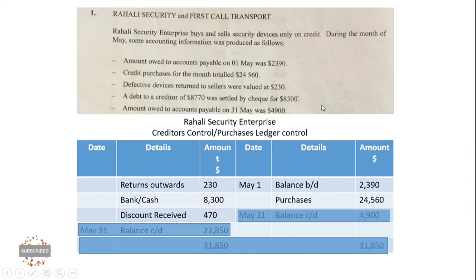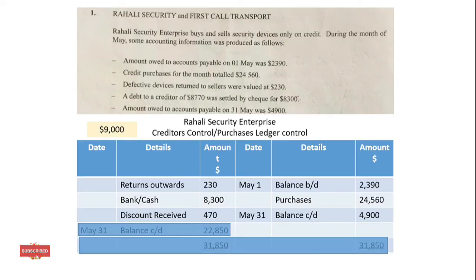And then the last transaction says the amount owed to accounts payable on the 31st of May was 4,900. Now this would be your closing balance, and remember the tip that I gave you: when you're given a closing balance, you switch the sides. So we would put the closing balance on the debit side. And by looking at our purchases ledger control account now, we can add up the debit side.